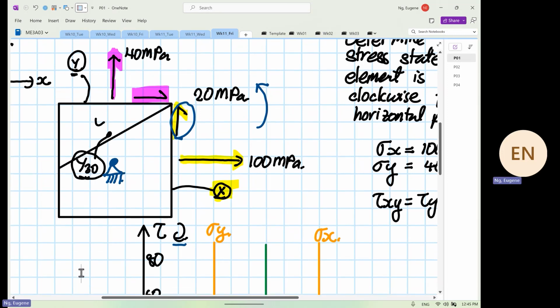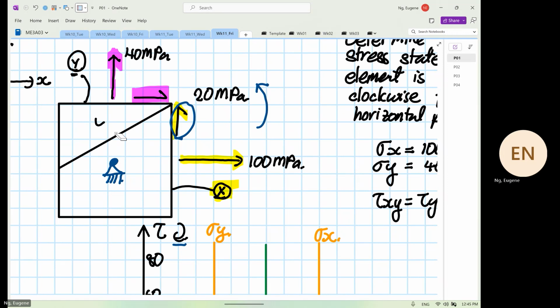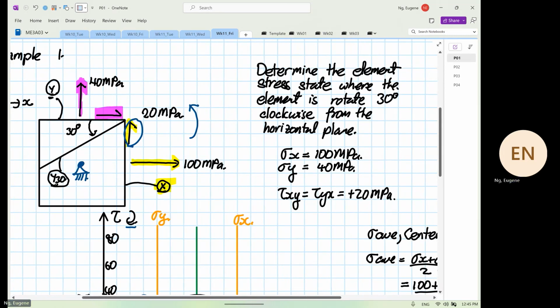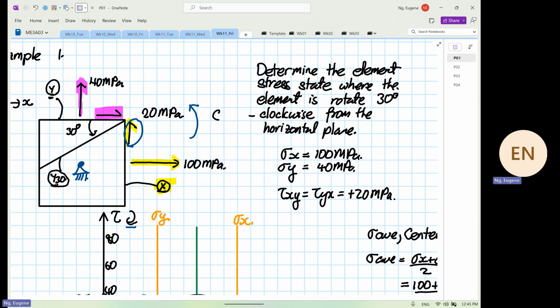I'm going to change this now to a rotation. Now it is anti-clockwise, 30 degrees. But I'm also still going to call this the Y30 line. Can you change the question to counterclockwise? From the horizontal plane.